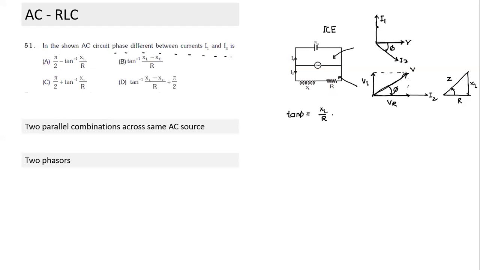Now, can we find the angle between I1 and I2? Yes, sir. Two phasors we have drawn, and we have used the common reference V. So I have combined I2 here. The angle between I1 and I2 is equal to pi by 2 plus phi. That's the angle between I1 and I2. And the value of phi, you can substitute in whatever form. Phi is equal to tan inverse.